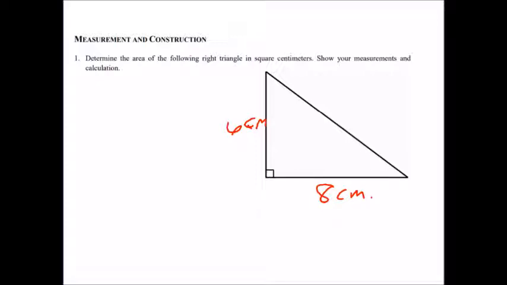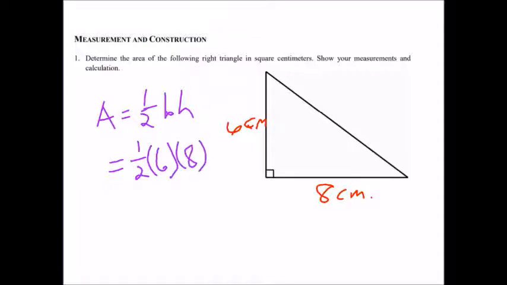The area of a triangle is, and there's a bunch of formulas you could use. Half times the base times the height is typically what we use, or half times length times width, or base times height divided by 2, any of those. In this case, it's going to be half times 6 times 8. 6 times 8 is 48, divided by 2 is 24. So 24 square centimeters.